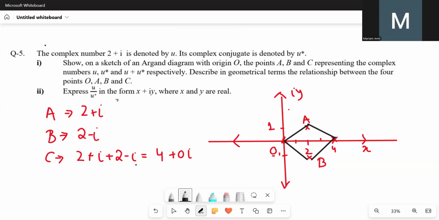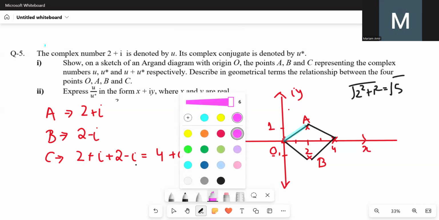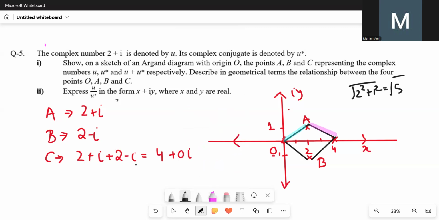So let's see. This length, if I apply Pythagoras on it, is going to be 2 square plus 1 square, square rooted. So that's going to be a square root of 5. And now let's check this length. Now this is 1 and this is 2. It's going to be the same. So it's going to be 2 square plus 1 square for this one as well. So under root 5. So all sides are under root 5, meaning opposite sides are equal. All 4 sides are in fact equal.